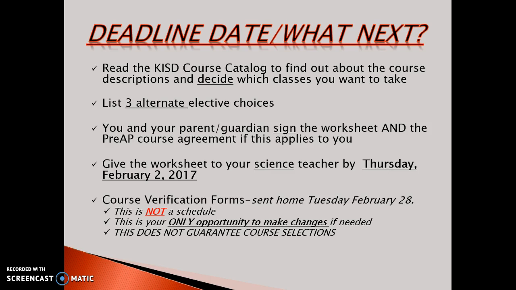Okay, so what's next? Please make sure that you take some time to look at the KDISD course catalog to find out about the course descriptions and also to decide which classes you want to take. List at least 3 alternate elective choices on your course selection sheet, because we cannot always guarantee that you'll get your first or second choice. You and your parent or guardian need to sign the worksheet.